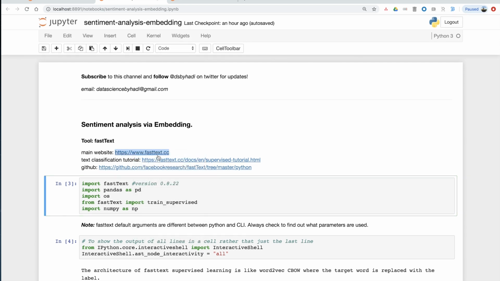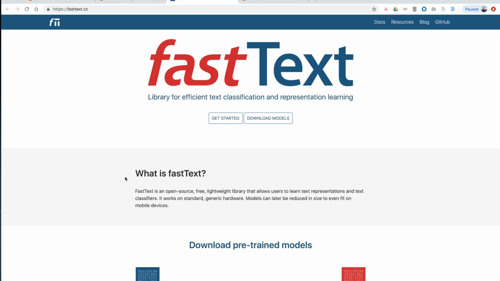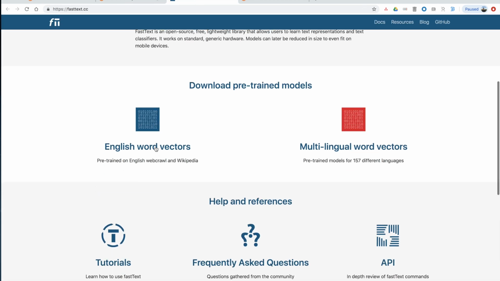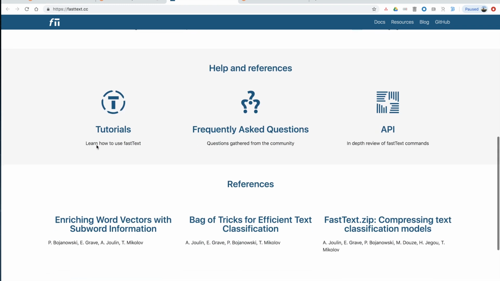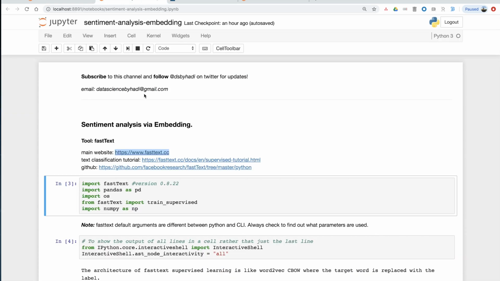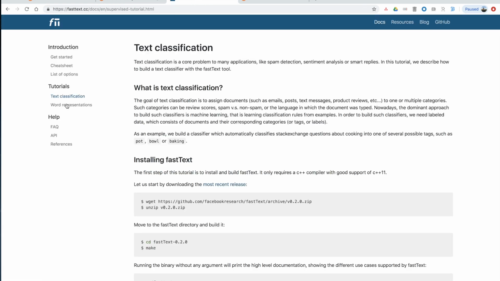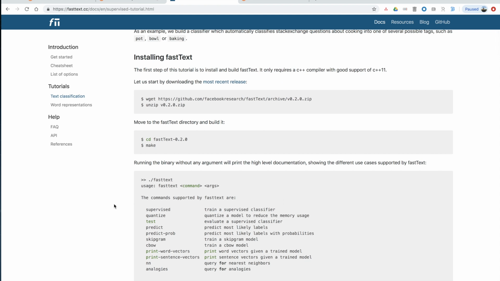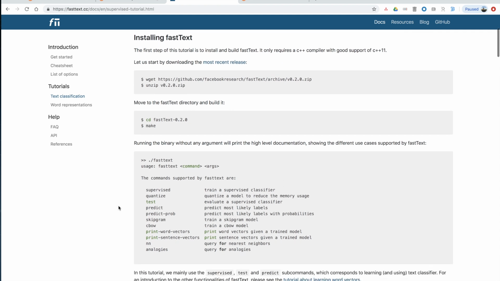And I am having some references here. If you check those references, it's always good. This is the main page. You will see many things, like these are the embeddings that are pre-computed for you by Facebook. There are 157 different languages, and they have computed word embeddings for those languages. There's this tutorial here that I have also linked here as well. Especially the supervised one, so text classification. I strongly suggest you go over this if you want to get more familiar with fastText.